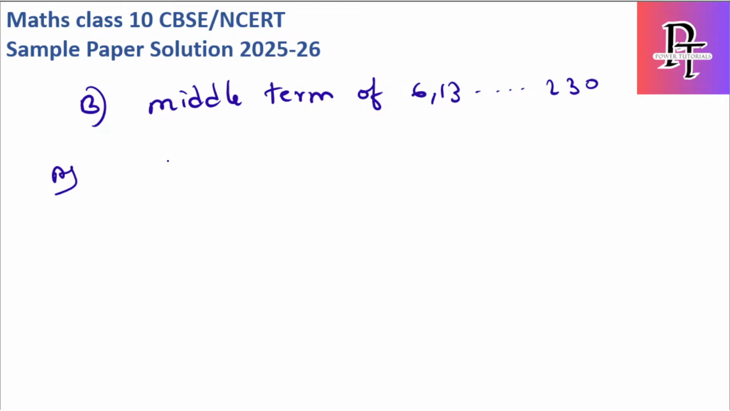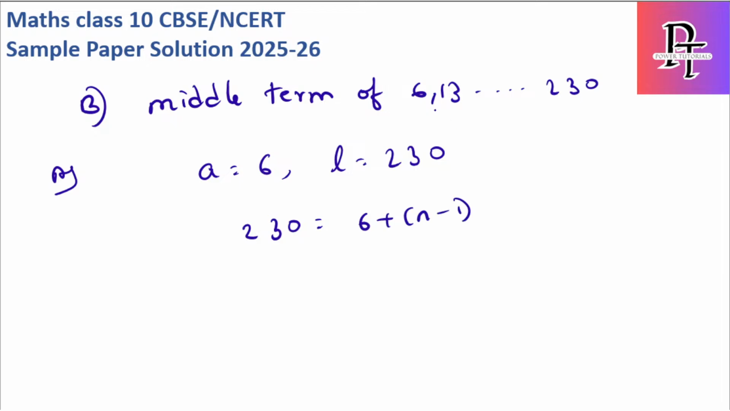So the middle term of 6, 13, and so on, 230. The a value is 6. The last value is 230. So let's find out the n value first. If I apply the Tn formula, which is a plus n minus 1 into d, 230 is equal to 6 plus n minus 1, and the d value is 7.